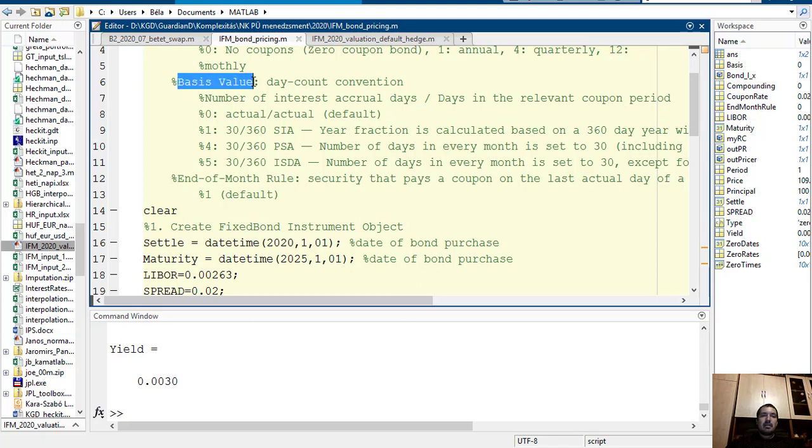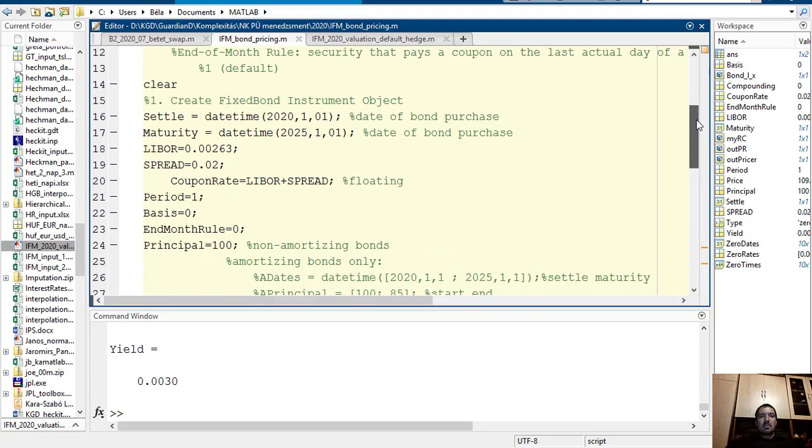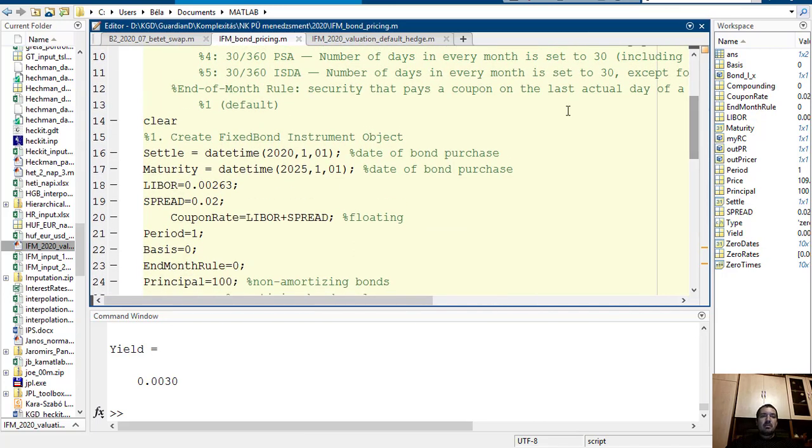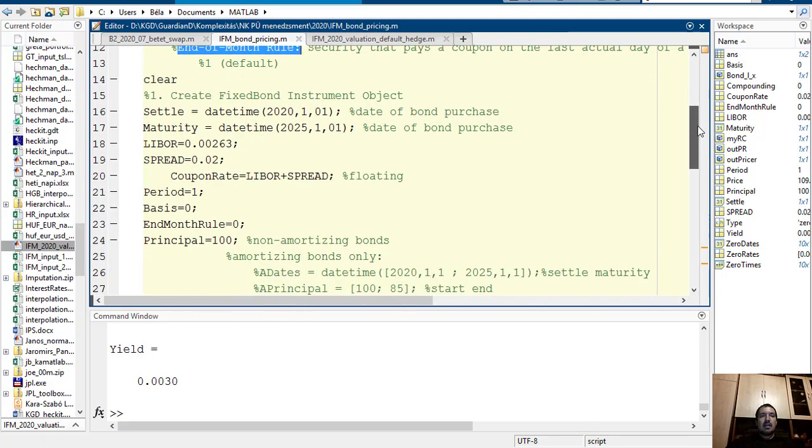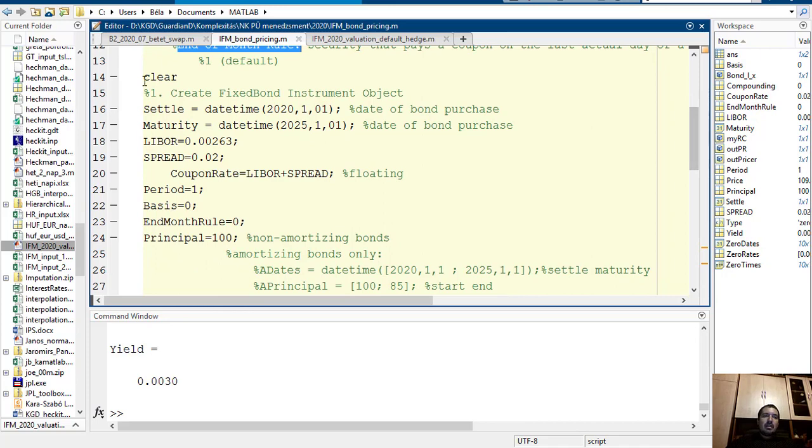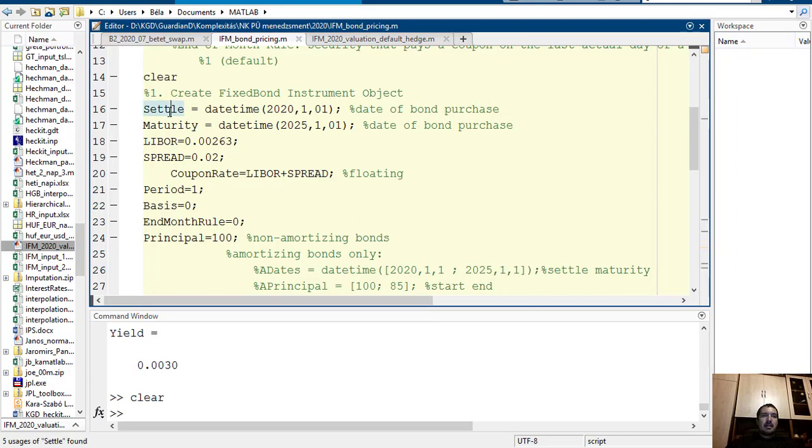Then there is the basis value. It's much more practical, as it is needed for day count conventions, sometimes, for example, when you have to deal with February or longer months or shorter months and so on. But because Matlab can do it, it's no problem. And the end of month rule will be 1 because we are always paying at the end of the month. So let's reset, and then we have to start to define the dates.